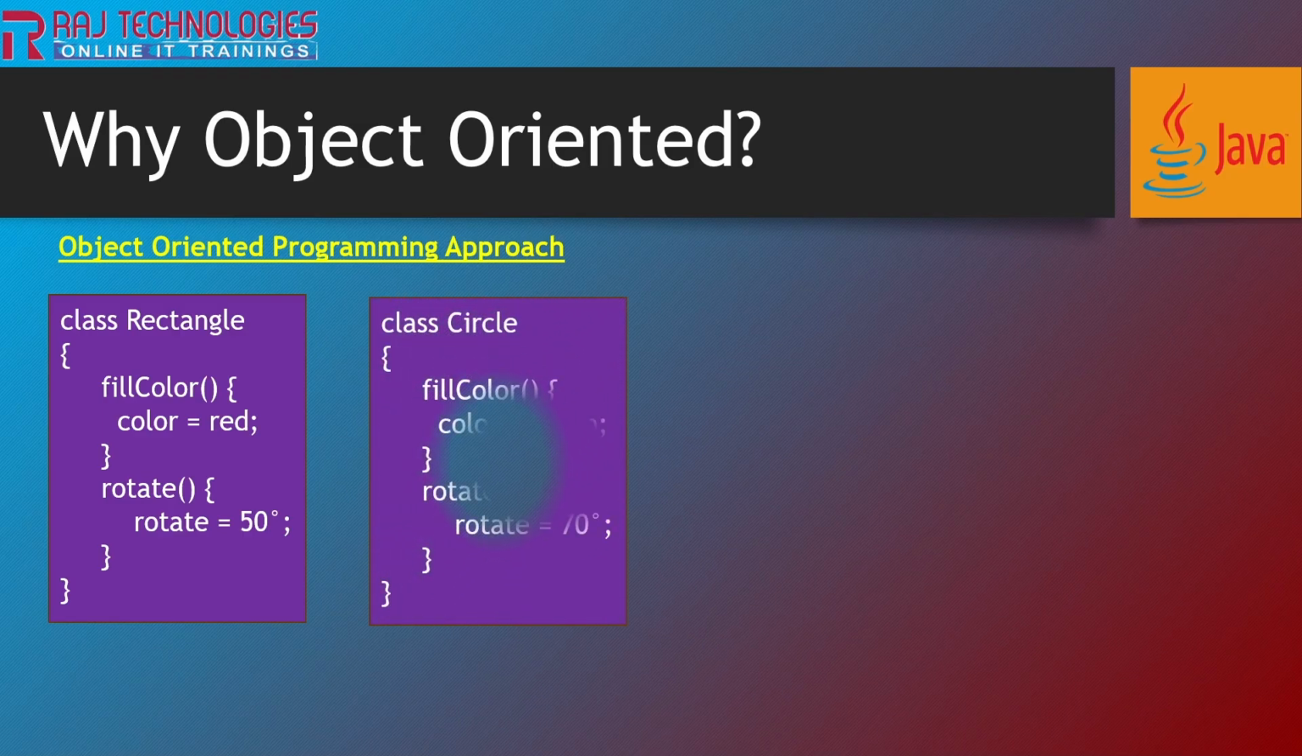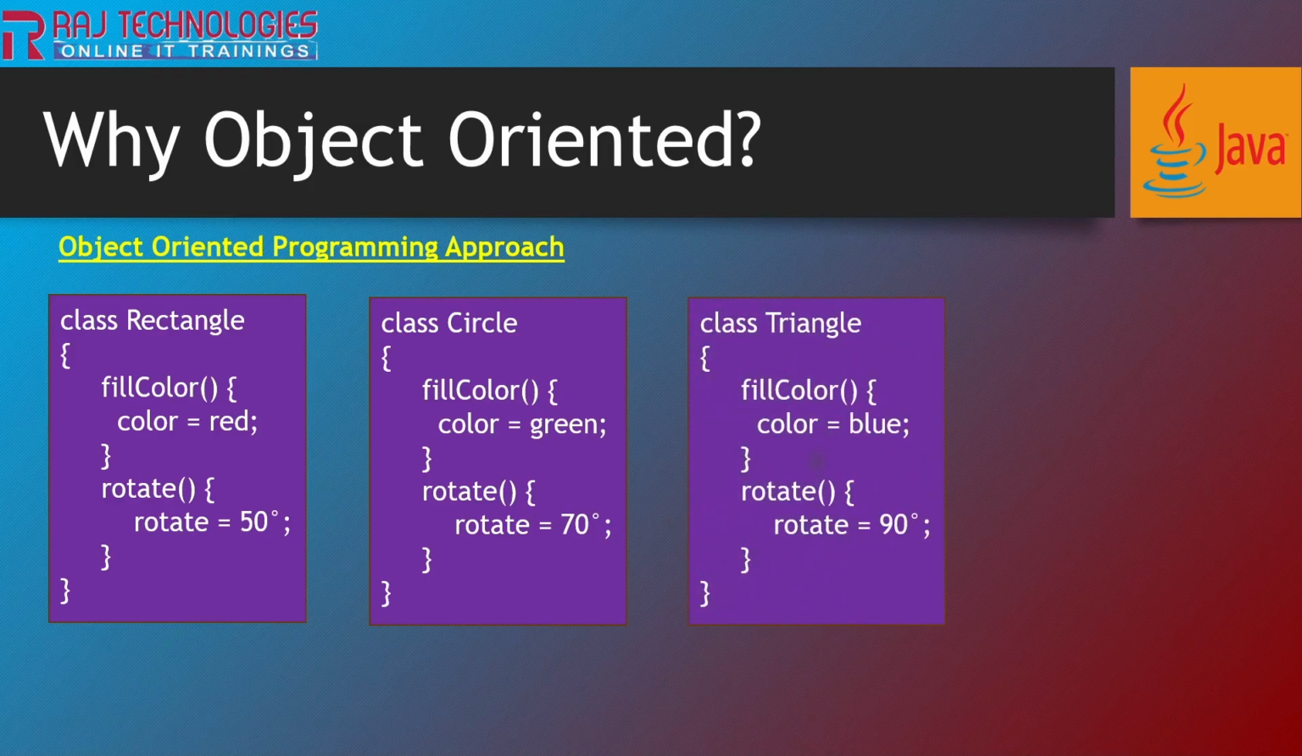Similarly, we create a class circle with a function fill color, color equal to green, and a rotate function, rotate equal to 70 degree. Similarly, class triangle, fill color, we change color equal to blue, rotate 90 degree. So in the object-oriented approach, we think in terms of classes and the functionality goes in the class here.